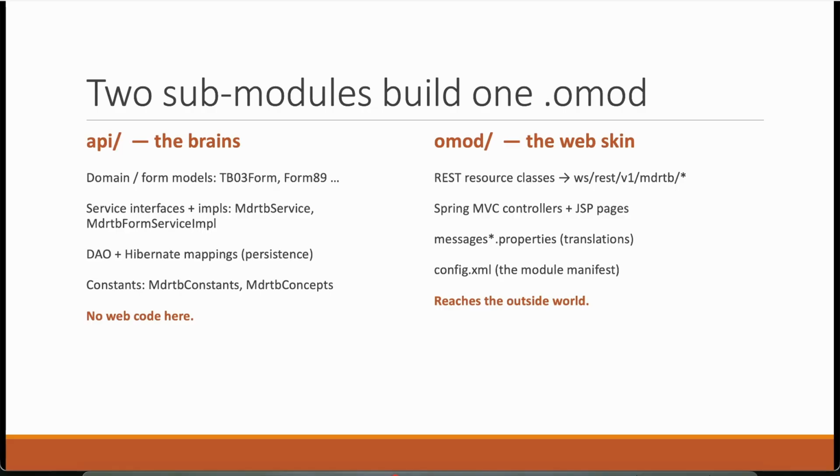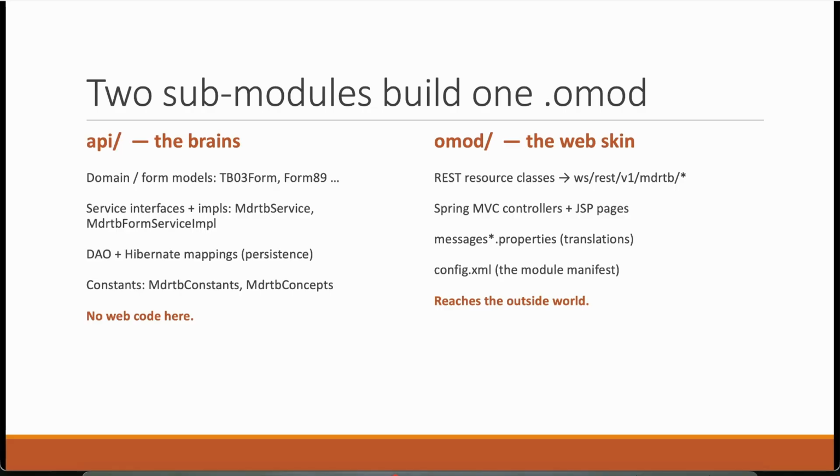The main service is here. The DAO, the repository, the data JPA repository is here. You will define constants over here. You will add utilities inside API. So API is what you can say the brain.